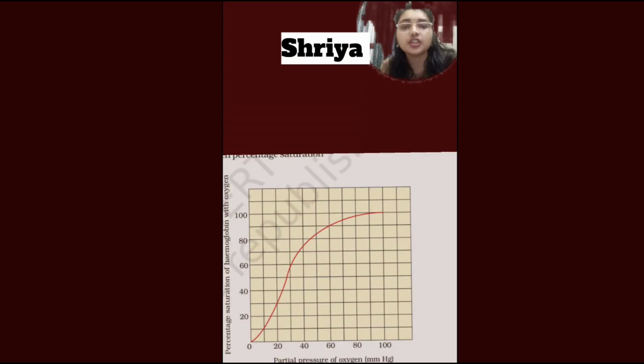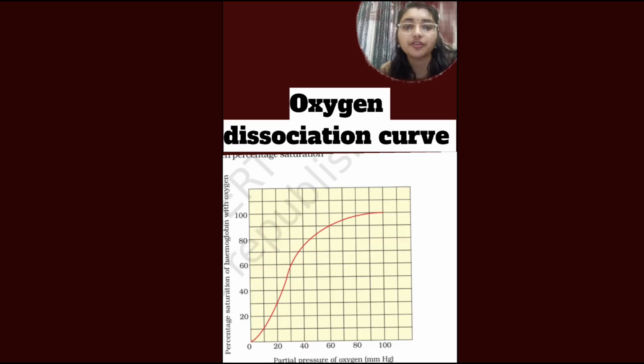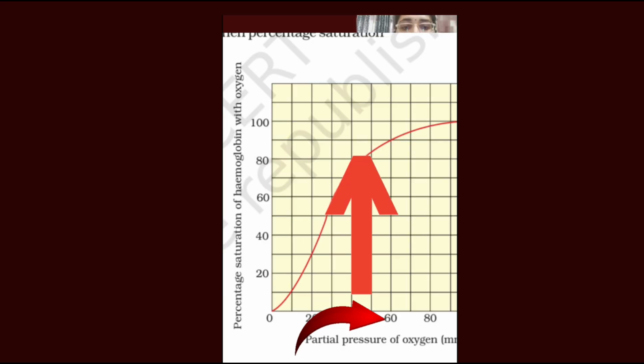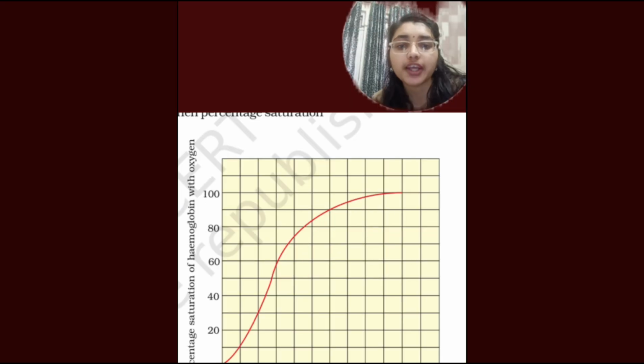Here we can see the oxygen dissociation curve. It represents the relationship between the partial pressure of oxygen, PO2, and the percentage saturation of hemoglobin with oxygen. So it has a sigmoid S shape that is formed due to cooperative binding, where the binding of one molecule of oxygen increases the affinity of hemoglobin for the next.